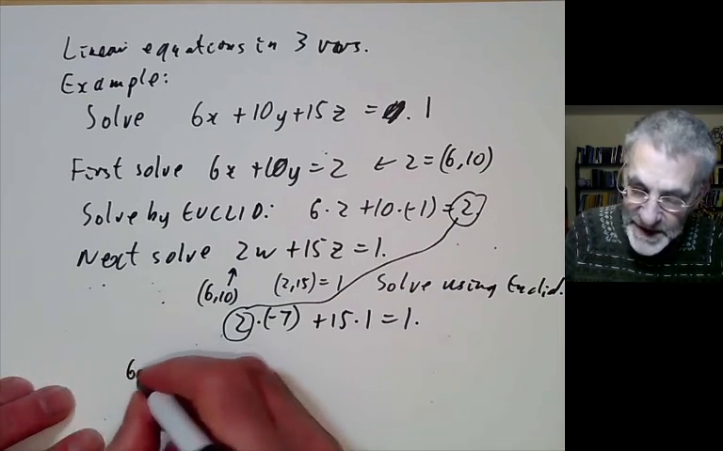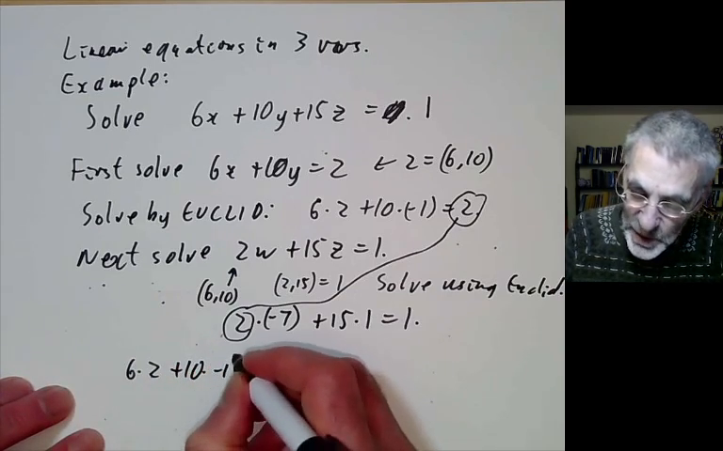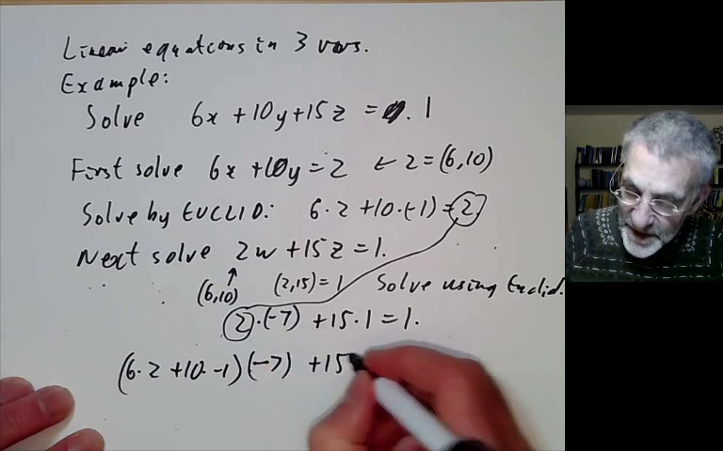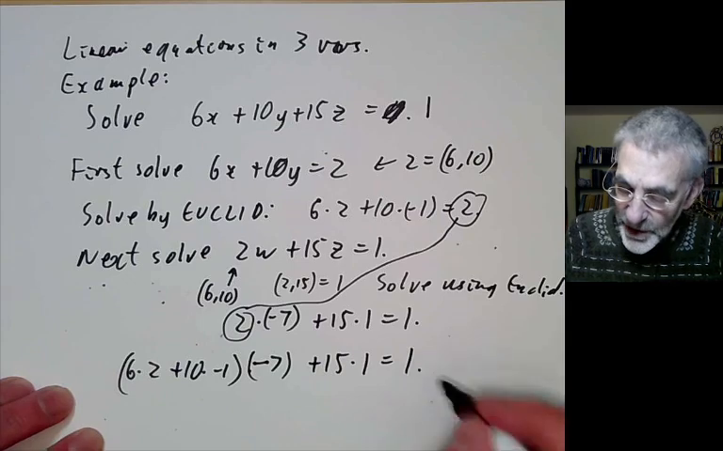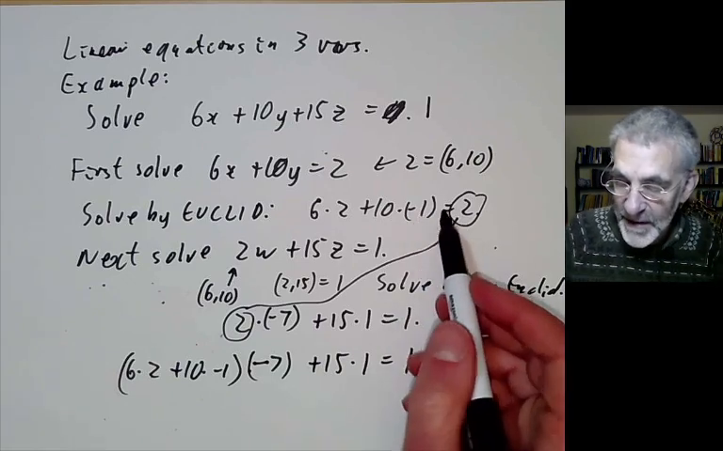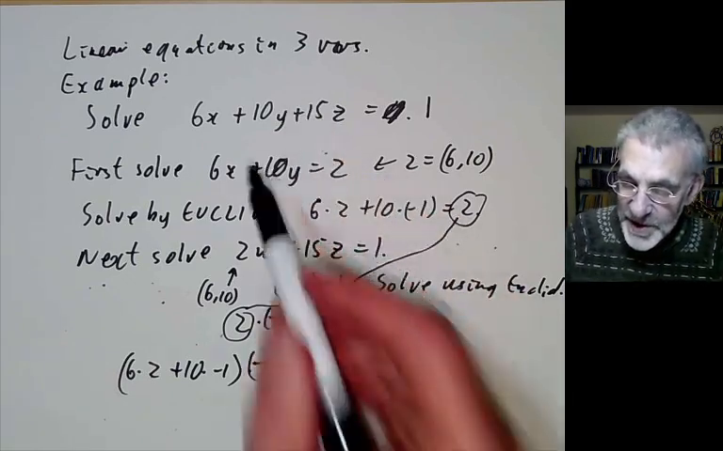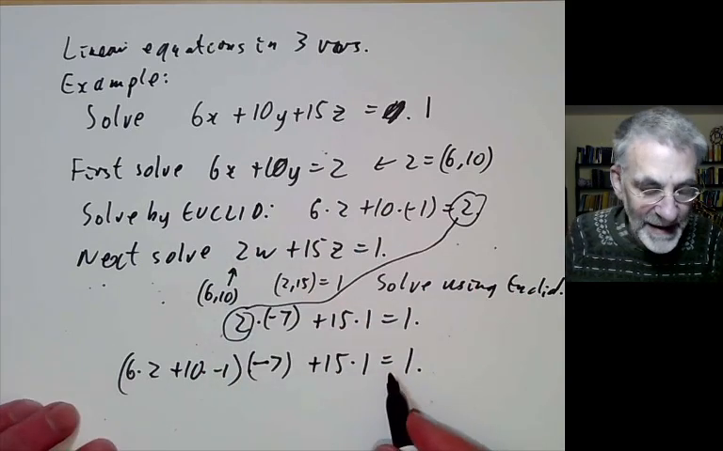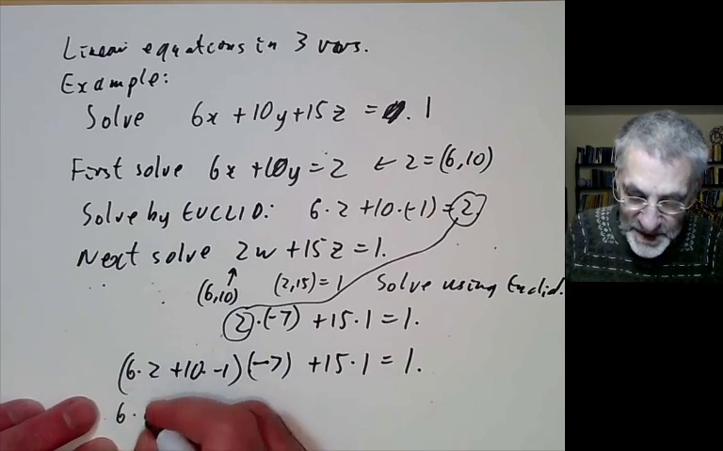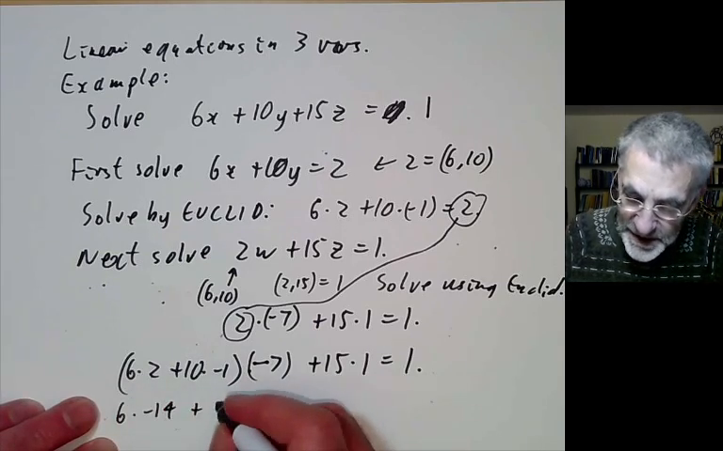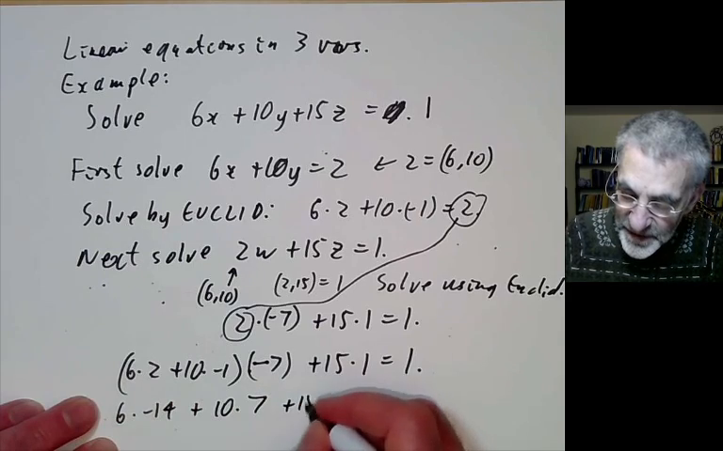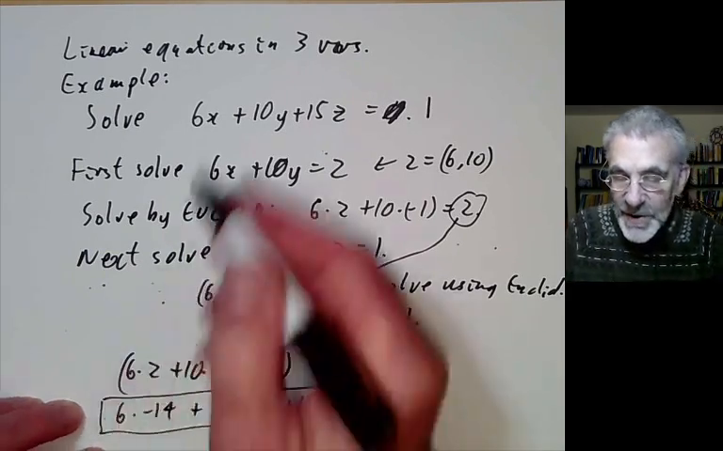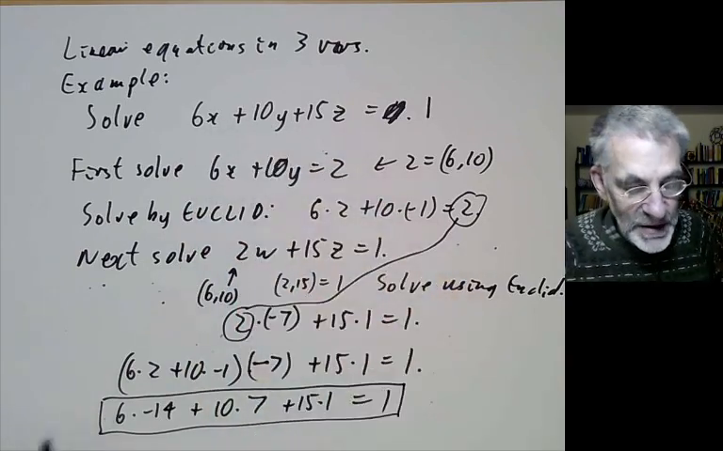So we find 6 times 2 plus 10 times minus 1 times minus 7 plus 15 times 1 is equal to 1. So it's just substituting a solution to this equation into a solution to this equation. Now if I expand that out, we find 6 times minus 14 plus 10 times 7 plus 15 times 1 is equal to 1. And now we've solved our original equation by sort of using Euclid twice.